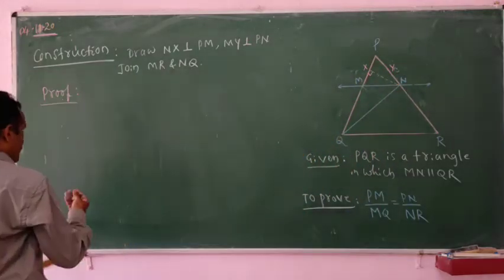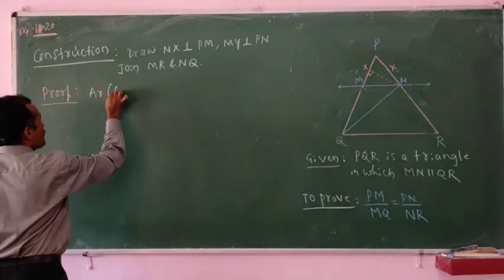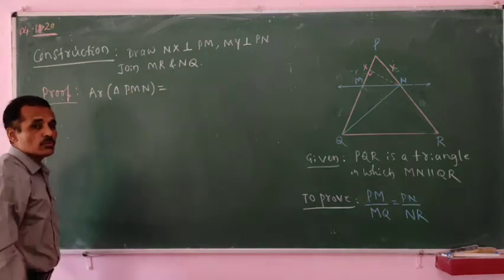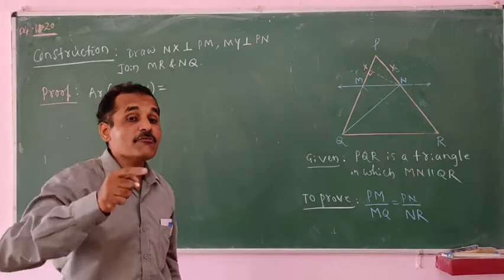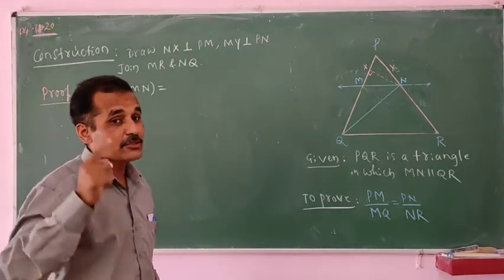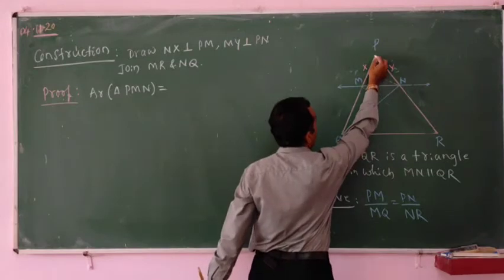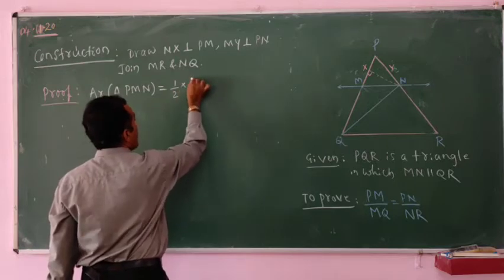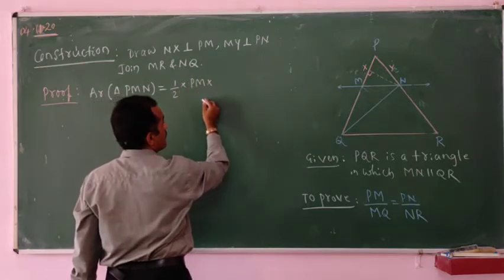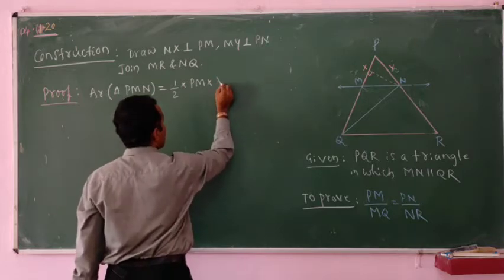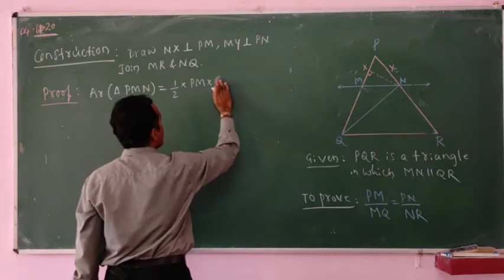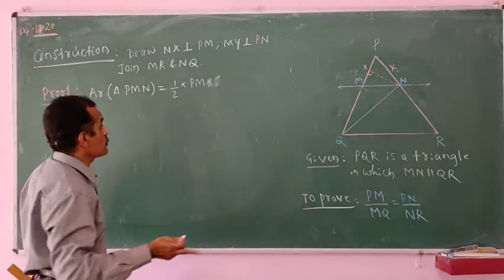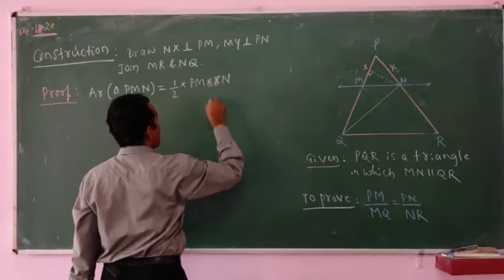I will write: area of triangle PMN is equals to, you know, the formula for area of the triangle is half into base into height. That means half into PM into XN. Half into, I'll put a dot for that, okay? Into means dot, because into and x should not be confused for the PM into XN.